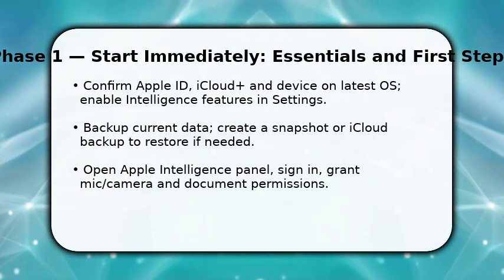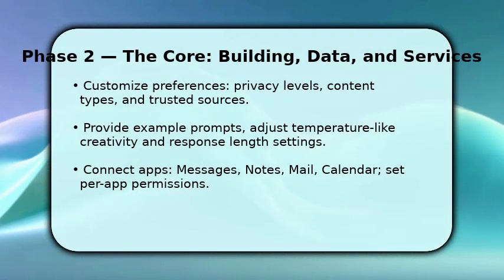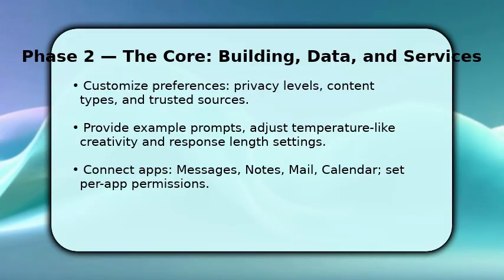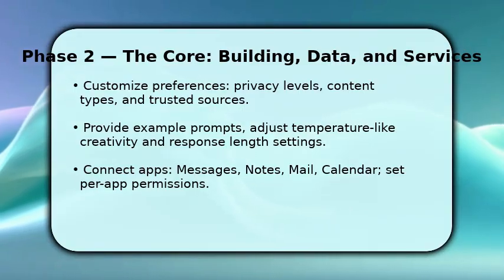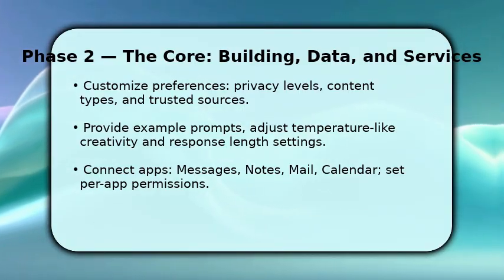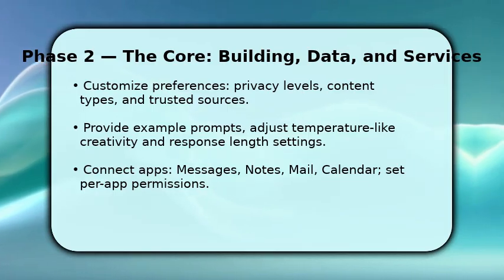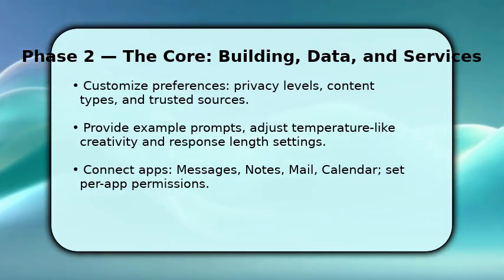You now configure behavior and train the assistant. Open preferences and set privacy levels, content types allowed, and trusted sources. This controls what it learns. Next, feed several targeted example prompts so it adapts to your tone and tasks, vary complexity to shape responses.